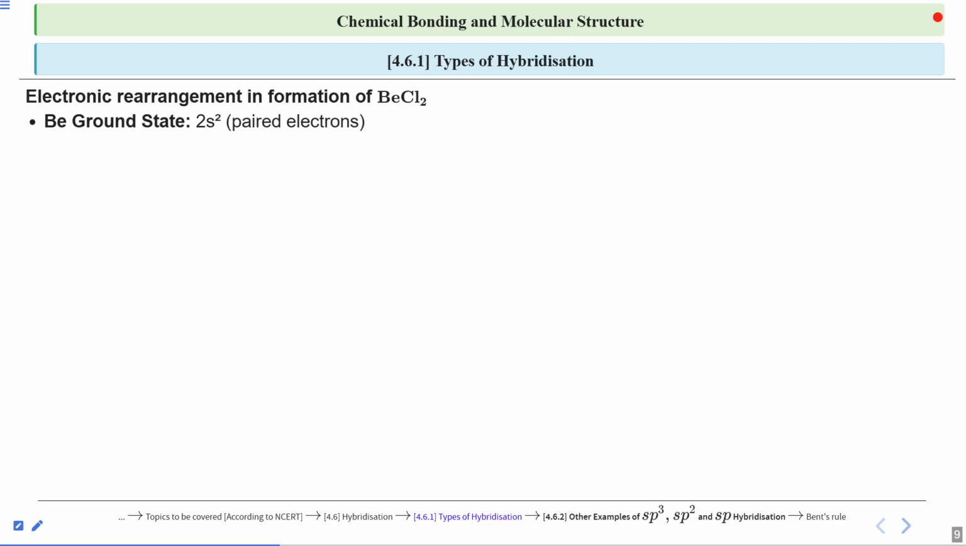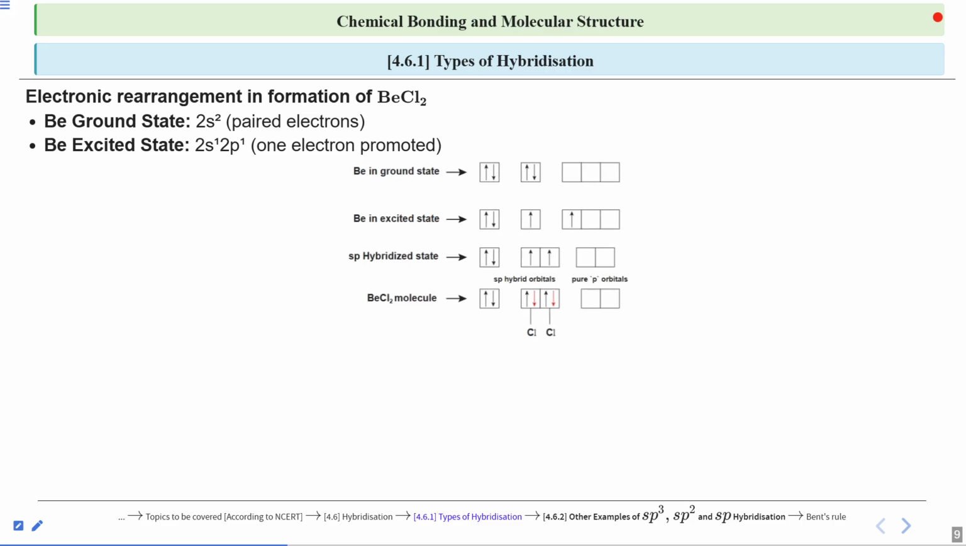We know that beryllium has a ground state of 2s2 and both of the electrons are paired up. But as soon as your chlorine atoms approach this beryllium to make a bond, your beryllium will go to the excited state. This is called the promotion of electron. Your electron has been promoted from 2s2 to the 2p orbital, and now you are getting the configuration 2s1 and 2p1. So there is promotion of one electron.